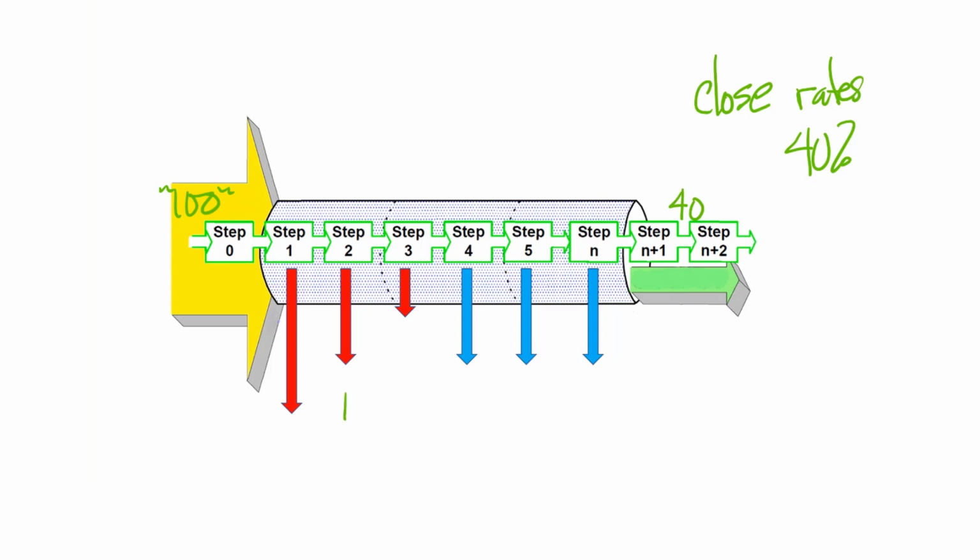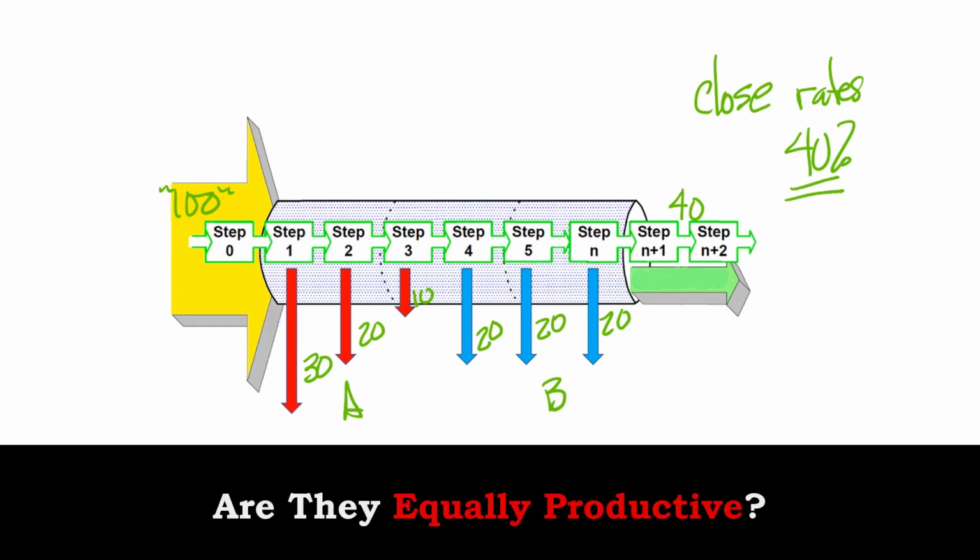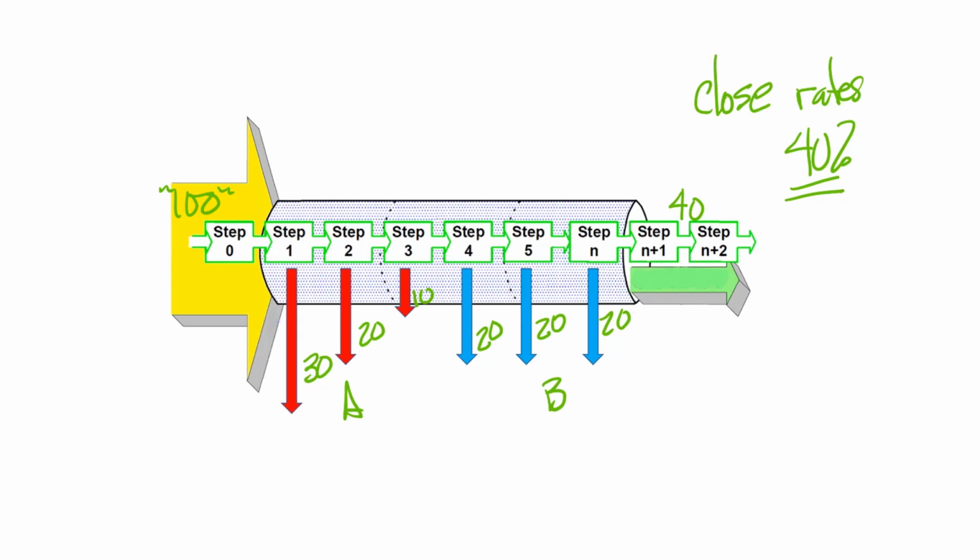Rep A here in red is losing 60 deals early in the cycle, and Rep B here in blue is losing 60 deals later in the cycle. So they have identical close rates, but are they equally productive? And the answer is no. And the reason is later stage sales steps typically are more resource intensive. Certainly more time has been invested getting them to that point. People are counting on them more. And so when they fall out late in the sales cycle as opposed to early, it's much more painful.